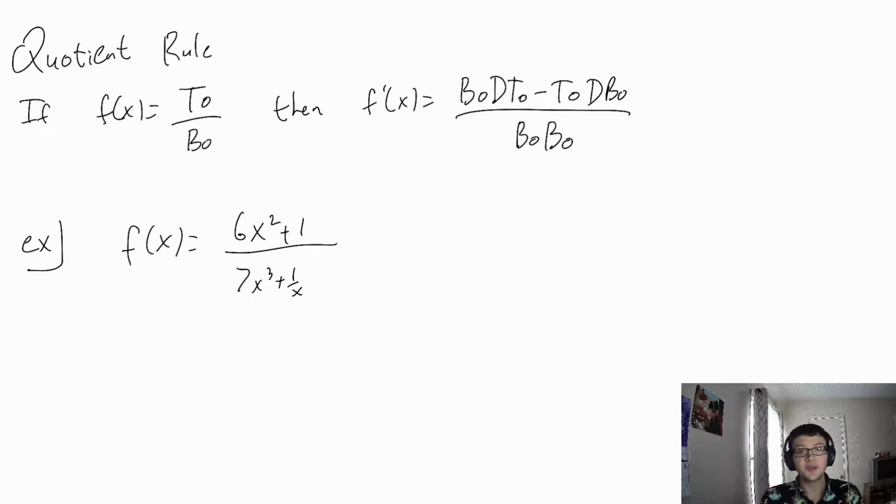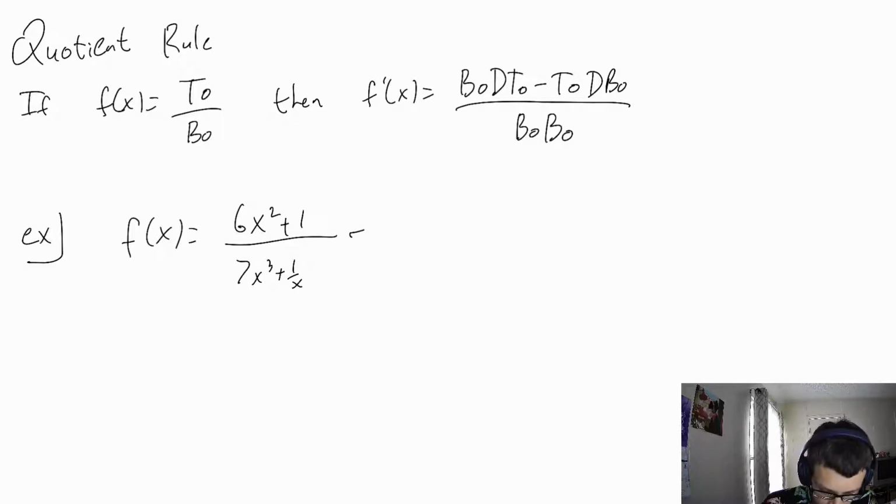And so the quotient rule says if we have a function f of x, which is a top part divided by a bottom part, then f prime is Bo dTo minus To dBo over Bo Bo. So it's the bottom part times the derivative of the top minus the top times the derivative of the bottom, all over the bottom squared. So let's take the derivative of this function. f of x is 6x squared plus 1 over 7x cubed plus 1 over x.